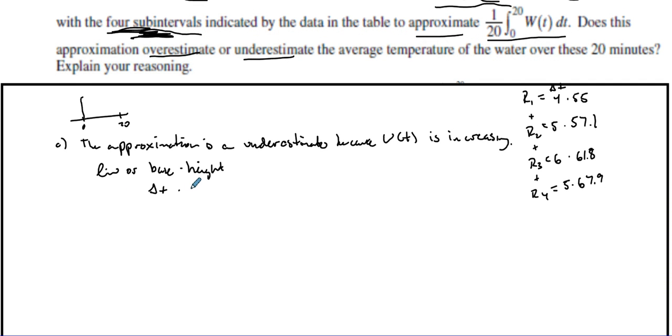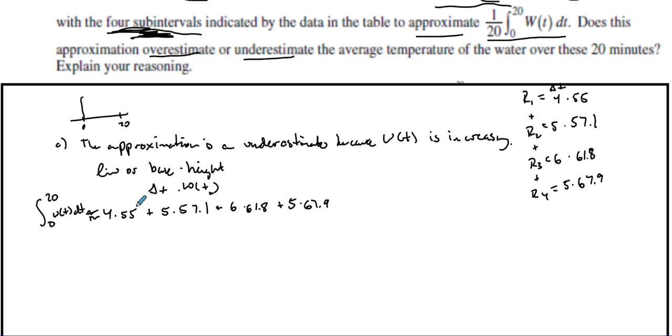So we have this right here. This is going to be our W of T of N, whatever values we plug in there for that one. So what are our values going to be? Well, we're going to have 4 times 55 plus 5 times 57.1 plus 6 times 61.8 plus 5 times 67.9. And that's going to be approximately the integral from 0 to 20 of W(t) dt. I'm going to put an approximation symbol because we're going to approximate that value.